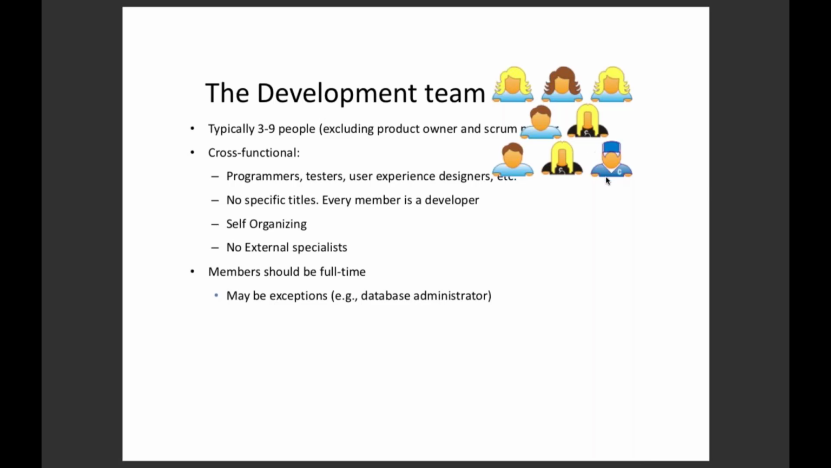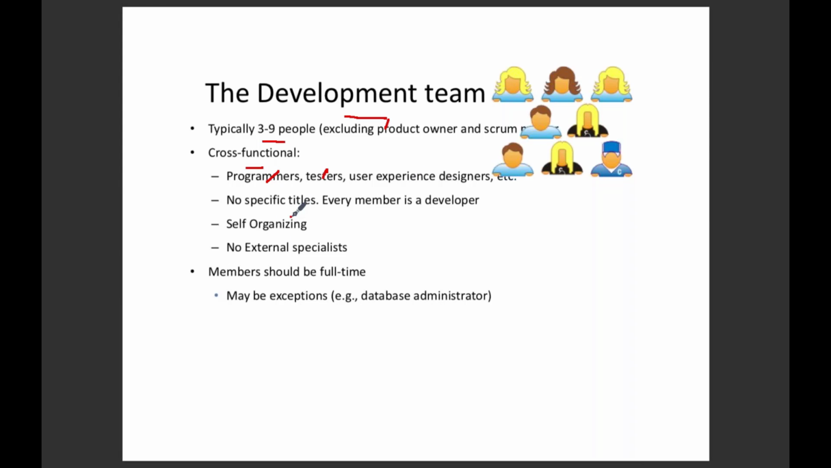And now the third role is called the development team, basically the technical team. Till now we have discussed the product owner and the scrum master, and now it's the development team. The size of the team that Scrum prescribes is 3 to 9 people, excluding your product owner and scrum master. It's a pure technical team. And as I told you, the teams are cross-functional. You should have programmers, testers, designers, user experience designers, whoever.